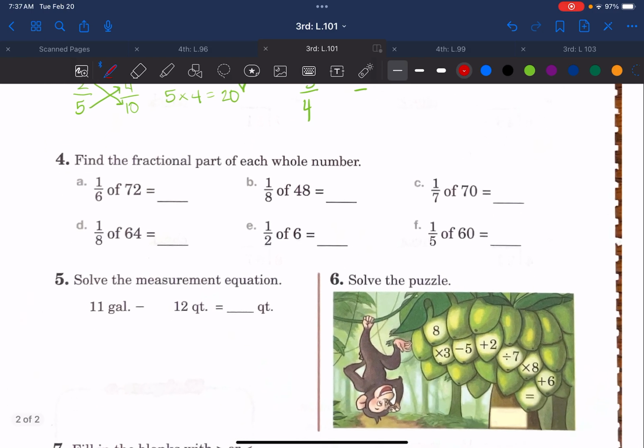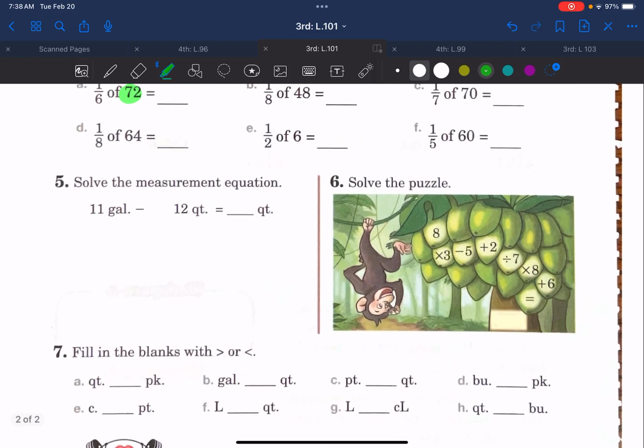Practice finding the fractional part of a whole. So you always have to start with your big number when we're doing this, because it's 1/6 out of how many, that means total. Then are you going to use your 1 or your 6? See if you can remember how to do these.